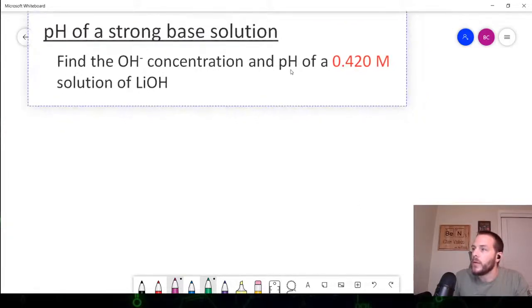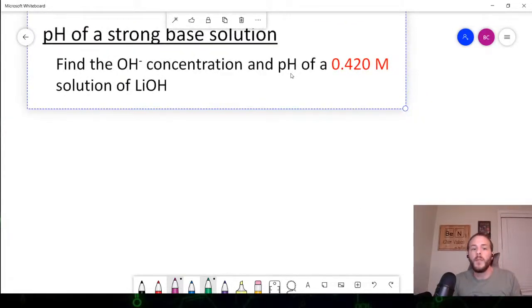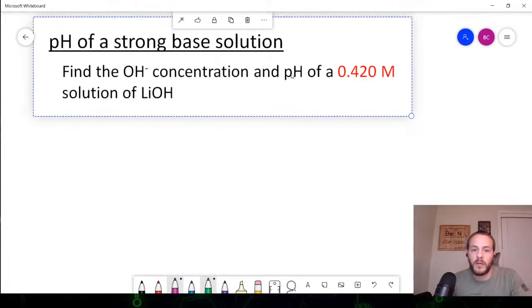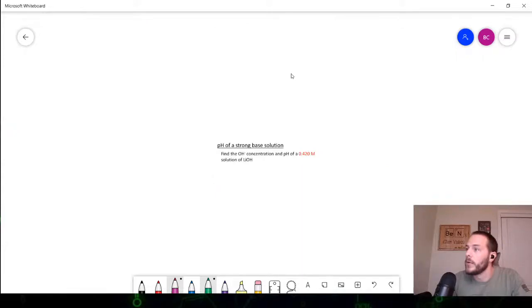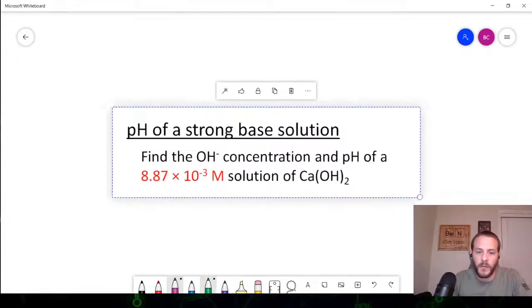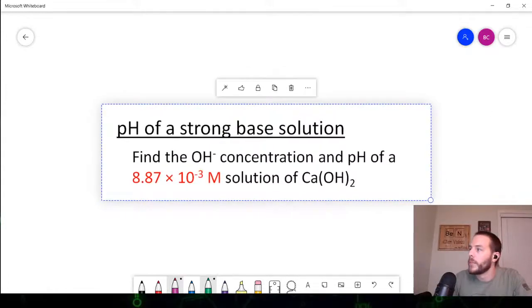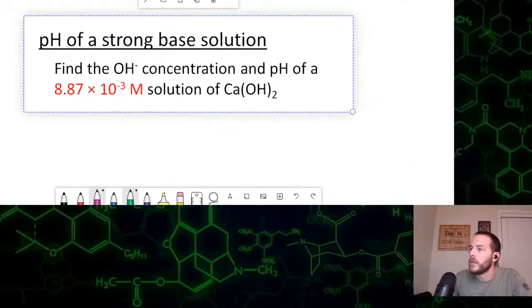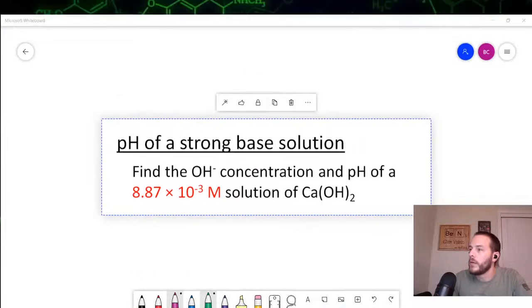So, okay, here's another problem in which we're going to find the pH of a strong base solution. And that's actually not the right problem. I just grabbed the same problem and put it right back there. So let me get the correct one real quick. Okay, here it is. All right, this is it. I don't know what happened before, but this is the correct problem. Grabbed the wrong thing.